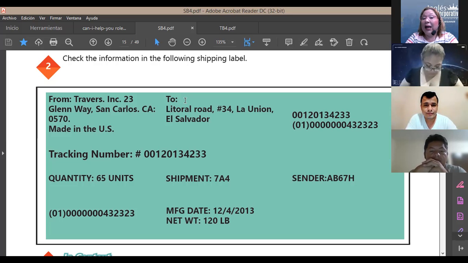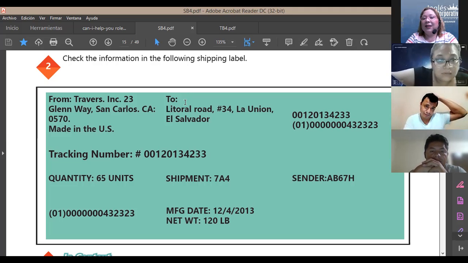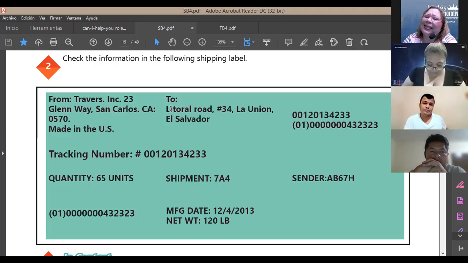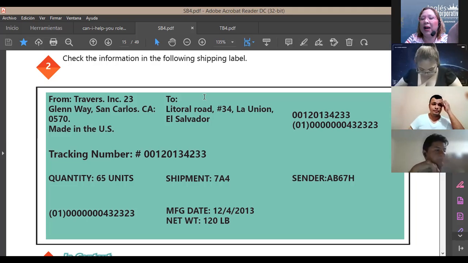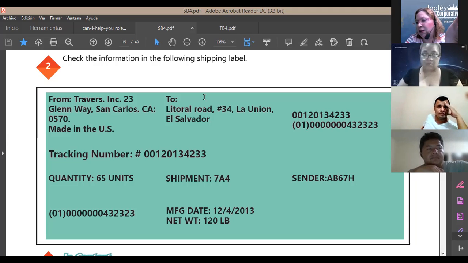Is there a recipient name on it? No, there isn't. So let's see, why could this happen? ¿Por qué podría suceder eso? Probably this package can go to the same company, like to a branch of this company, and they don't need to specify that this is going to Traverse.